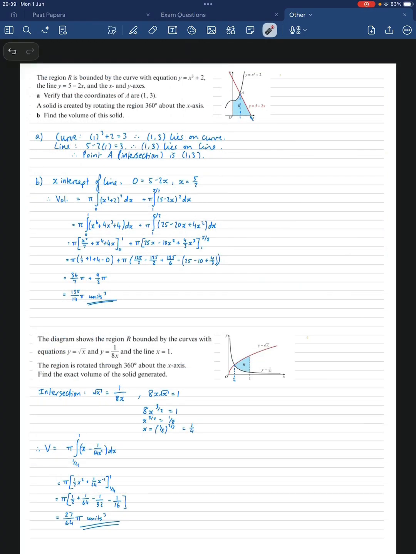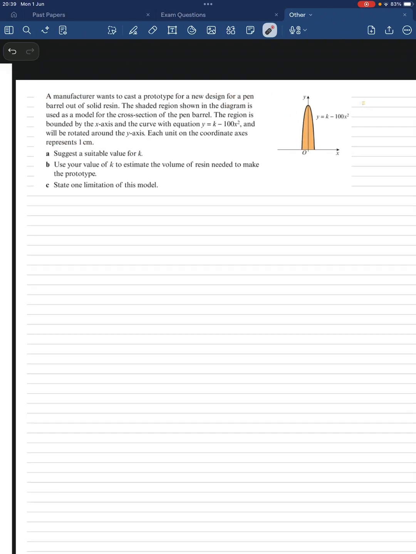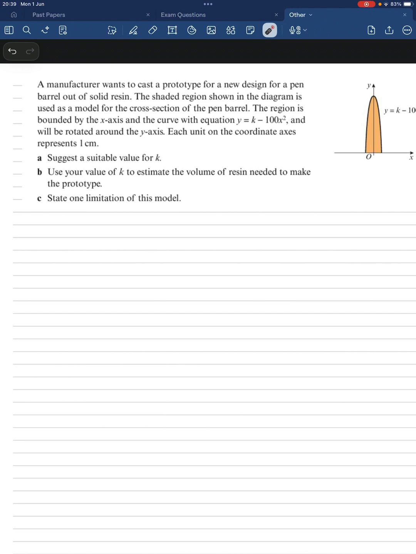Alright, so now we're on to the last section, which is modelling, where you just get a big chunk of text, but everything is the exact same. A manufacturer wants to cast a prototype for a new design for a pen barrel out of solid resin. The shaded region shown in the diagram is used as a model for the cross-section of the pen barrel. The region is bounded by the x-axis, the curve with equation y equals k minus 100x squared, and will be rotated around the y-axis. Each unit on the coordinate axes represents 1 centimeter.